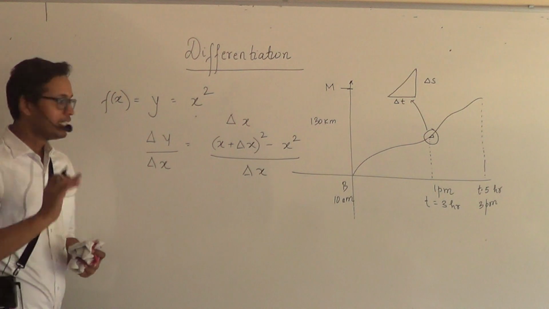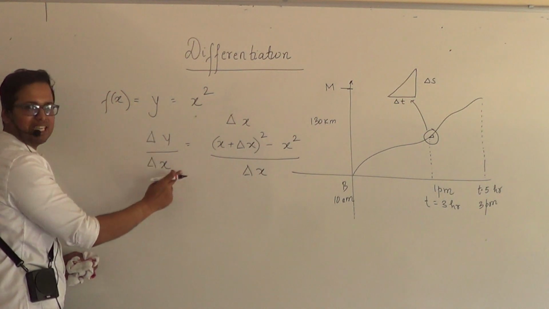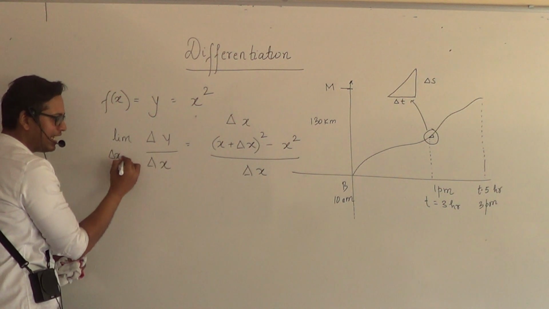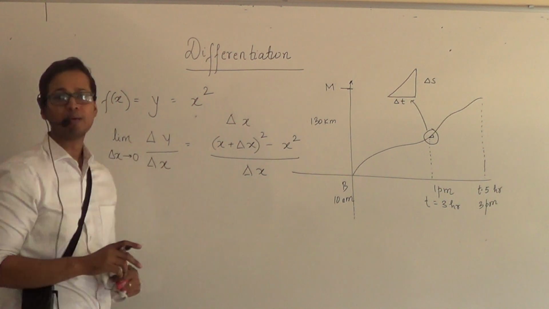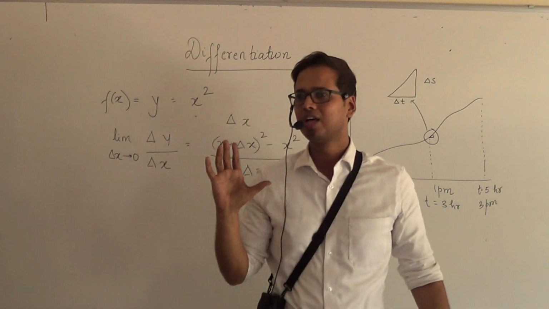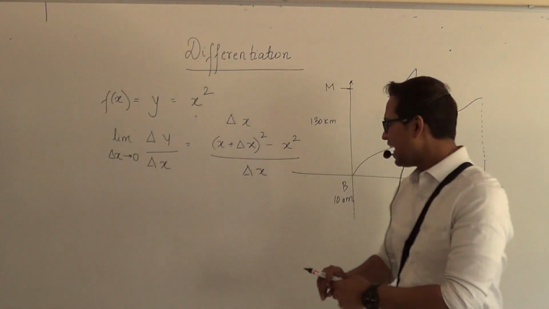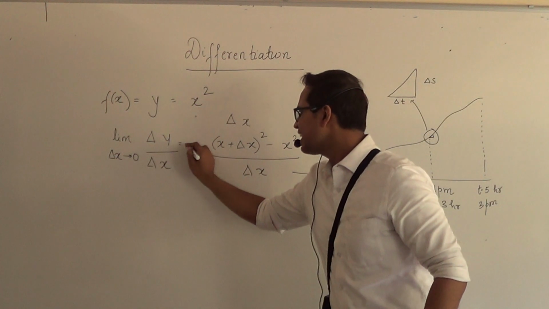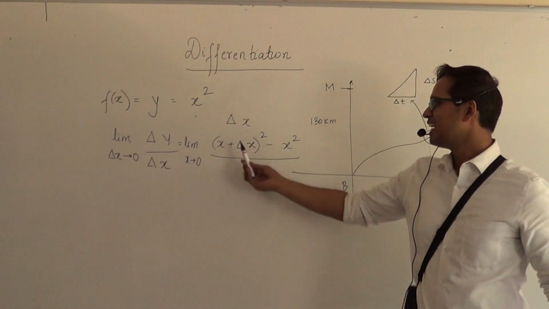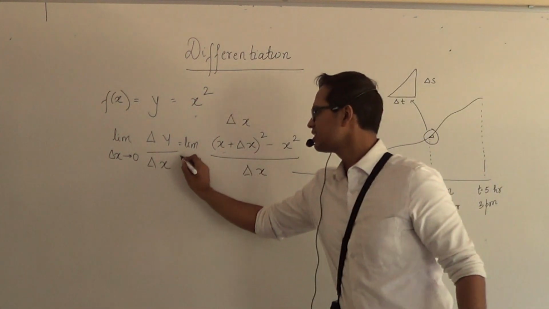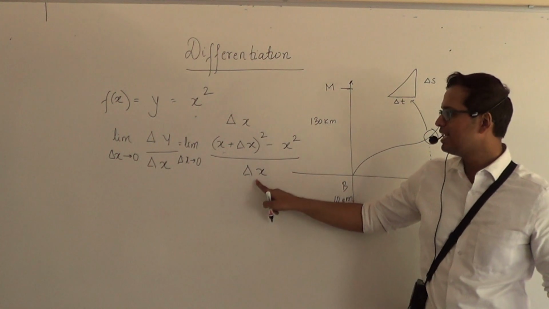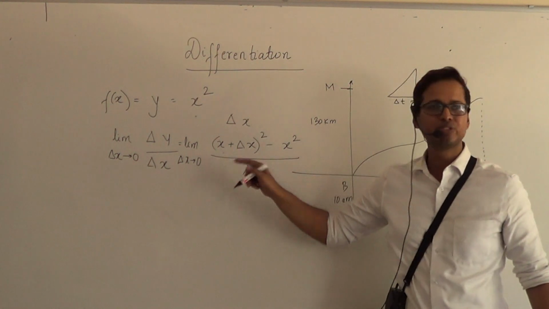Correct? Now I want to know what is this ratio when my delta x is tending towards 0. I'm not saying it is equal to 0. It is becoming very, very small. Are you getting it? That means I'm trying to indirectly evaluate a limit problem now, which says x plus delta x whole square minus x square by delta x, with delta x tending to 0.